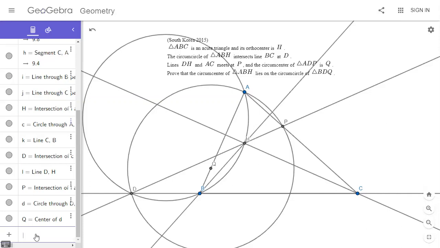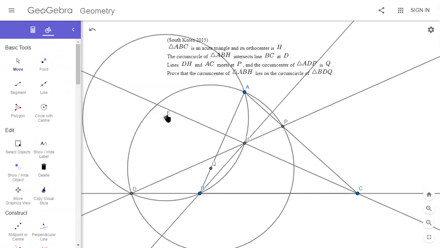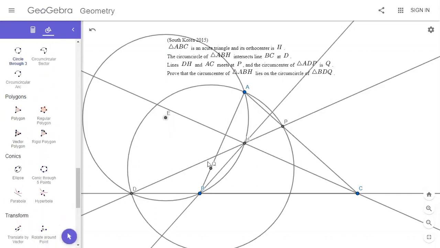So what circle is that? C. So the center of C, let's call it E. We want to show EBDQ is cyclic. Okay, so we want to show that this is a cyclic quad. It's interesting. And we don't know yet even that Q is supposed to lie on AB. I wonder if that's obvious or something.